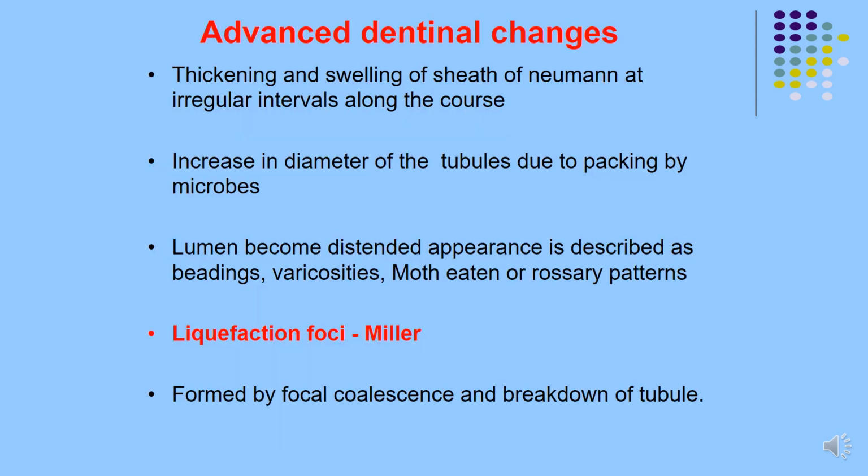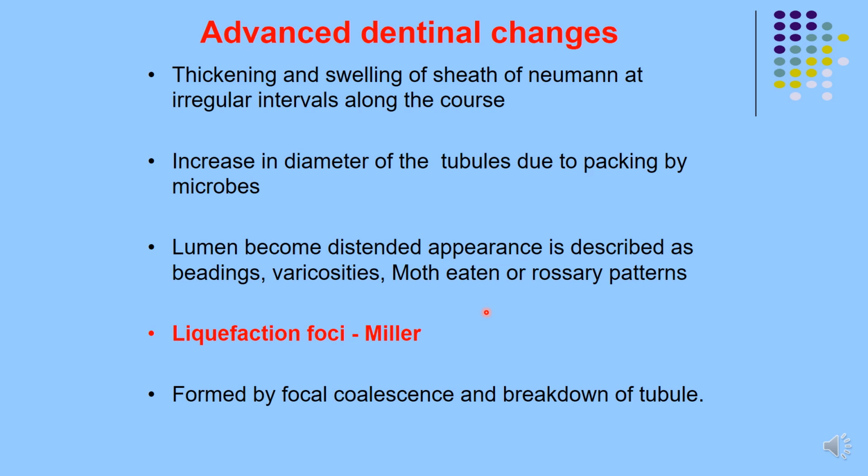So advanced dentinal changes, what exactly happens? There is thickening and swelling of the sheath of Neumann at irregular intervals along the course. Okay, there is increase in diameter of the tubules due to packing by the microorganisms or the microbes. Alright, the lumen becomes distended, and the appearance is described as beading, varicosities, moth-eaten or rosary pattern, and this leads to something described as Miller's liquefaction foci.